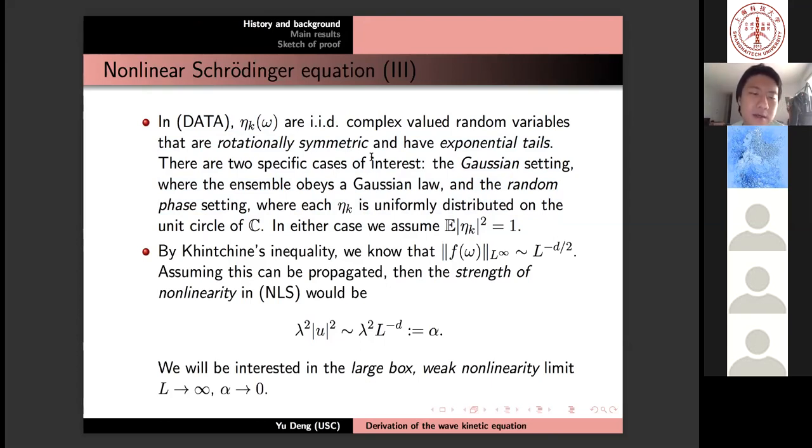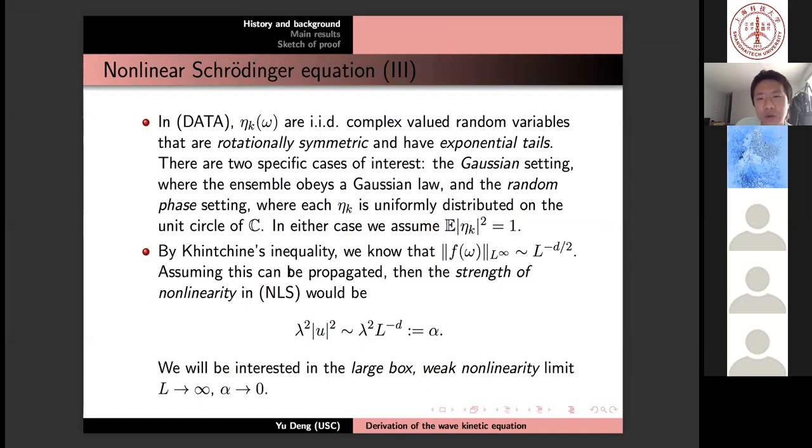One easy consequence is that you can have this constraint inequality for this random initial data. A constraint inequality essentially says that if you have a random function on the torus whose Fourier modes are independent, then the L infinity norm of this random function is almost comparable to the L2 norm of this function, regardless of what frequency you are.